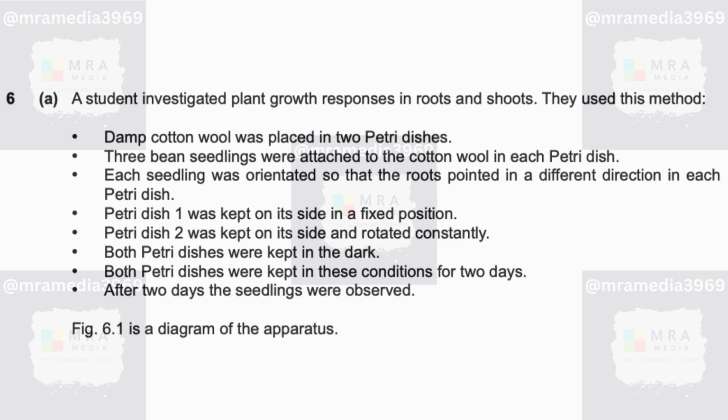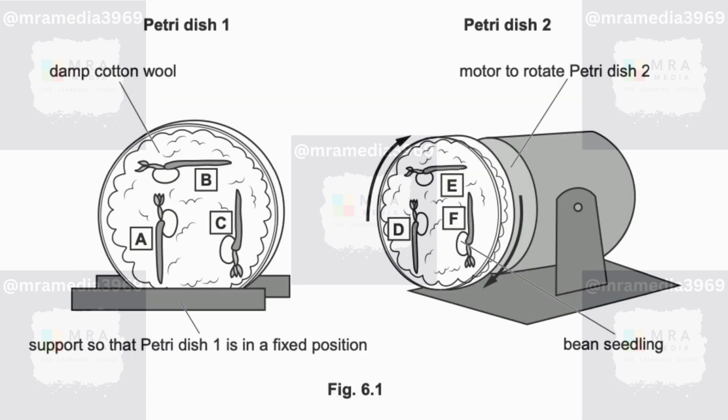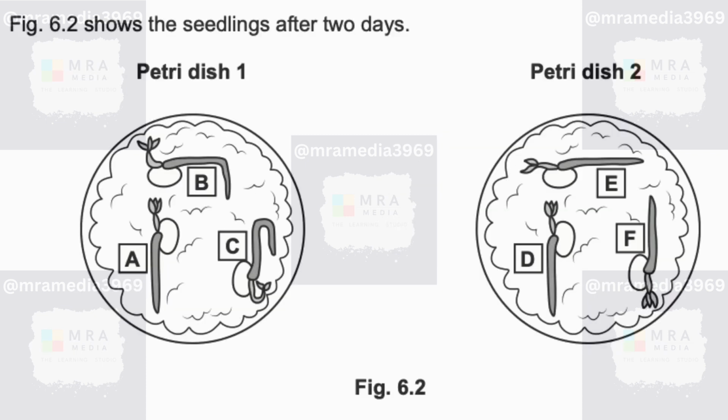Petri dish 1 was kept on its side in a fixed position. Petri dish 2 was kept on its side and rotated constantly. Both petri dishes were kept in the dark. Both petri dishes were kept in these conditions for 2 days. After 2 days, the seedlings were observed. Figure 6.1 is a diagram of the apparatus. Figure 6.2 shows the seedlings after 2 days.